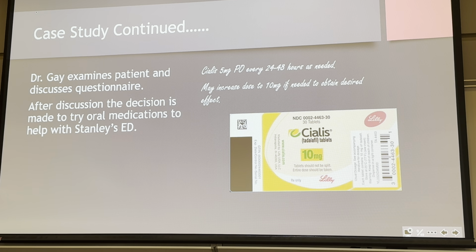They absolutely do not need to use nitrates within, I'm going to say 24 to 48 hours of using Cialis or Viagra. Some sources say 24, most say 48. I'll just give you the range. Because this medication does cause an erection, we always have to tell them if they have an erection that lasts more than 4 hours, that is a medical emergency and they need to seek help. The medical term for that is priapism. So if they have an erection that lasts longer than 4 hours, they need to go to the hospital.